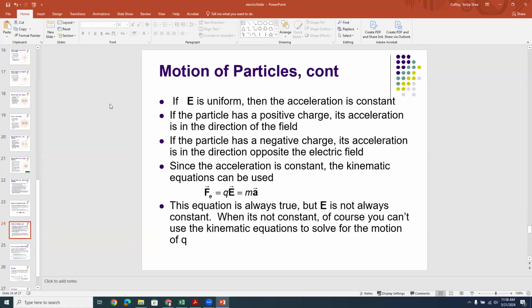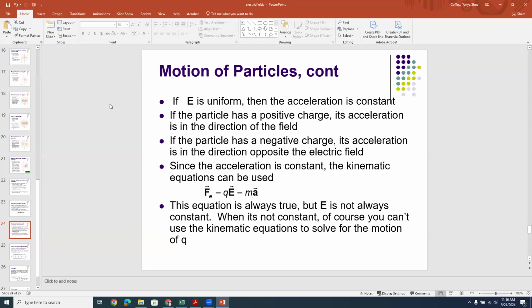But if you have that situation, and I'll show you when you have that situation in just a second, then you also have a constant acceleration because you have QE equals MA. So if E is a constant, Q is a constant, and M is a constant, that means A is a constant, okay? So under those very small sets of conditions, you can use the kinematics equations. Remember from last semester's physics that the kinematics equations are for constant acceleration situations. Okay, so that's when you can use that.